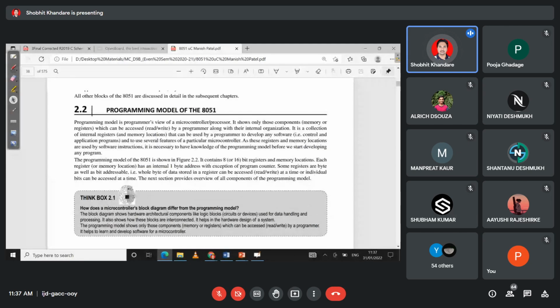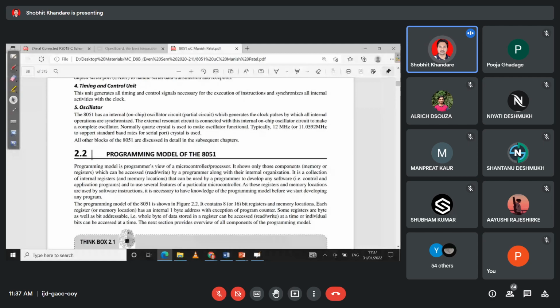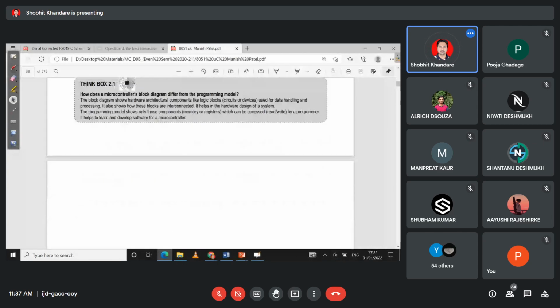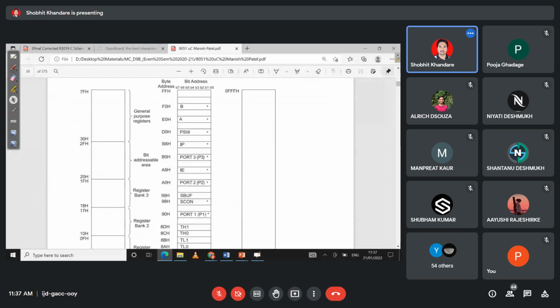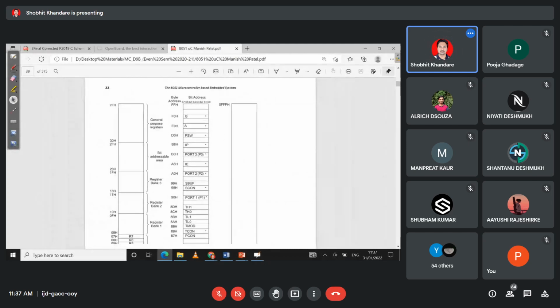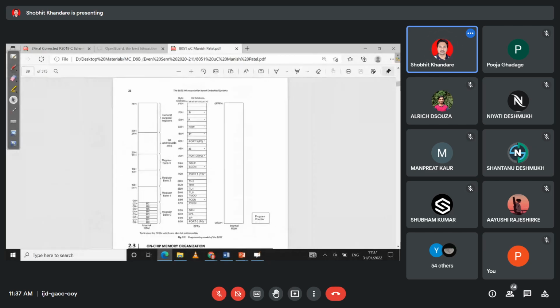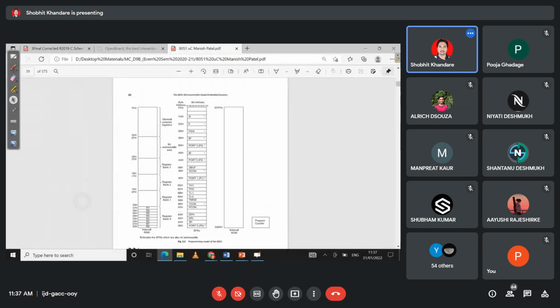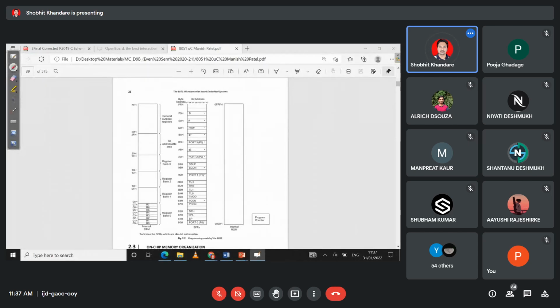Let me make you understand the programming model of 8051. I want everyone to write down in your register: programming model of 8051. Now what is the meaning of this programming model of 8051? Before I explain, let's see the model first. Yes, so this is a programming model.